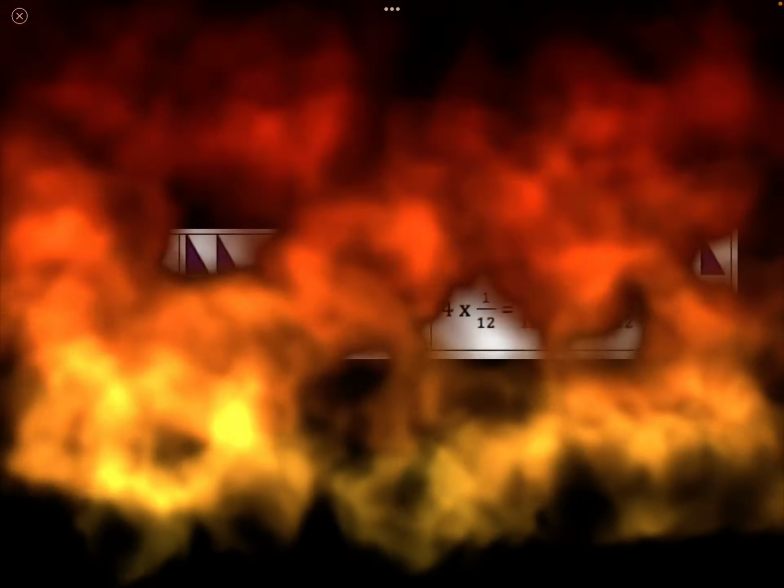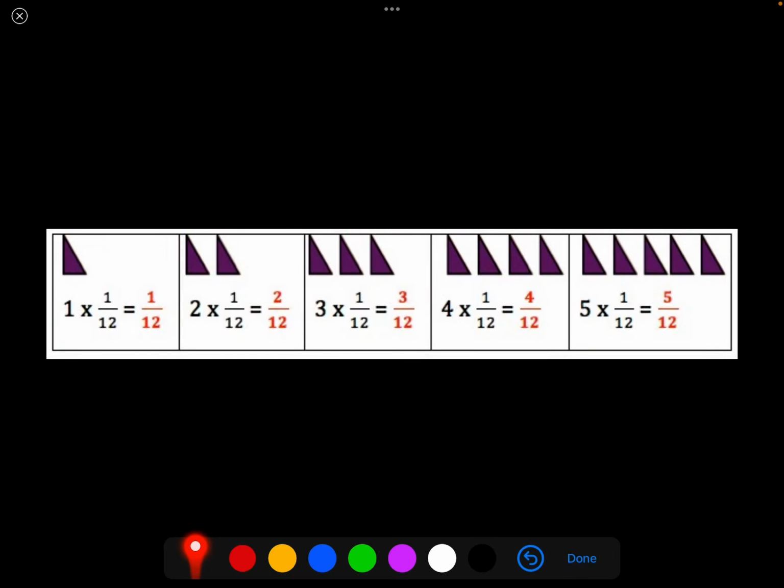Now this would work the same if we were to do it with 12s. Notice we have 1 times 1 is still 1, and we just carry our denominator over because it's still broken into 12 pieces. And you can see it goes on and on. It can be represented with 3 of those there for 3 times, 4 times, and 5 times. We could go all the way up to 12 times.